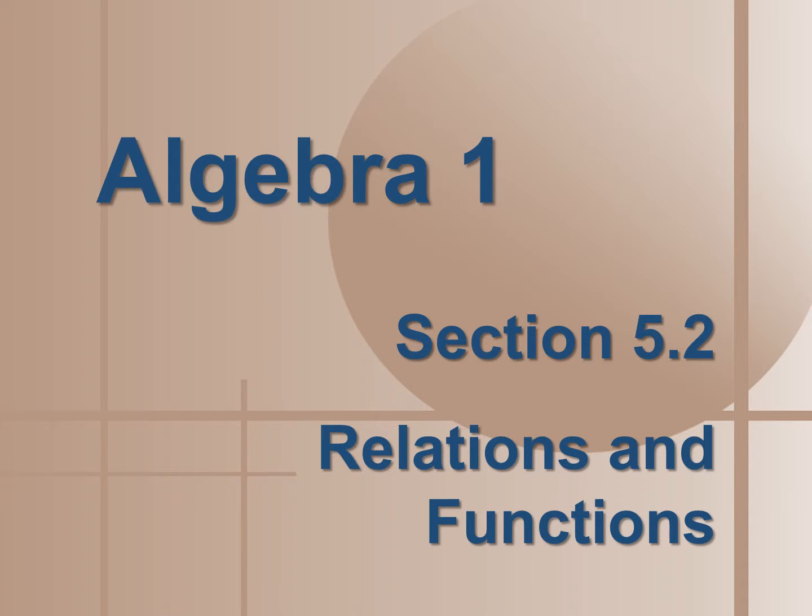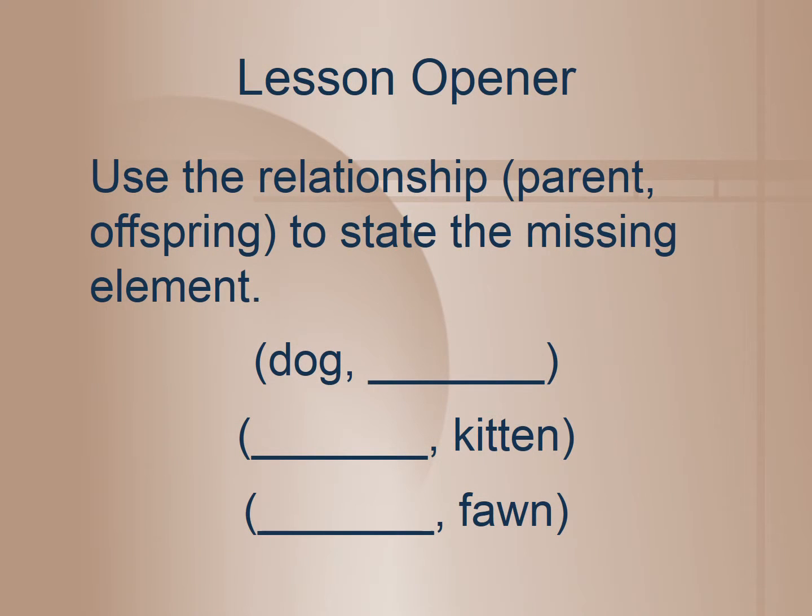Today we're going to take a look at relations and functions, which is covered in section 5.2 of your BJU Press Algebra 1 textbook. You're going to want to go ahead and take a look at the textbook. There are a couple of visual examples and then also some word problems that I'm going to reference in this lesson. So let's begin with talking about a relationship.